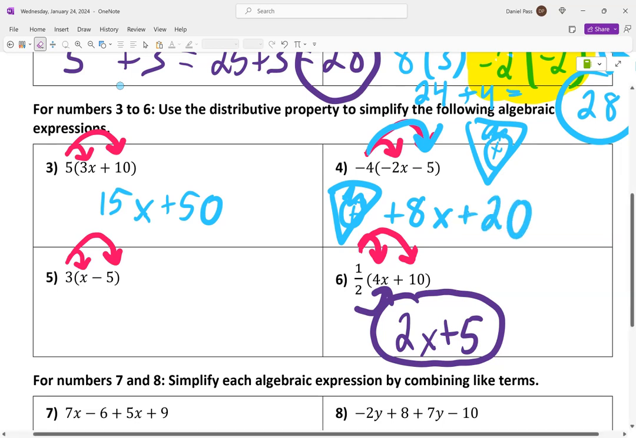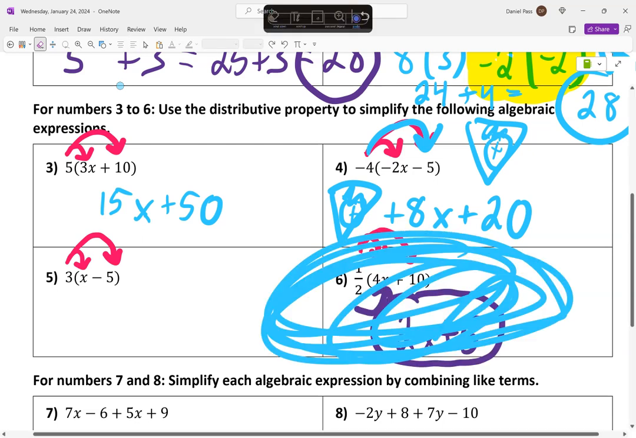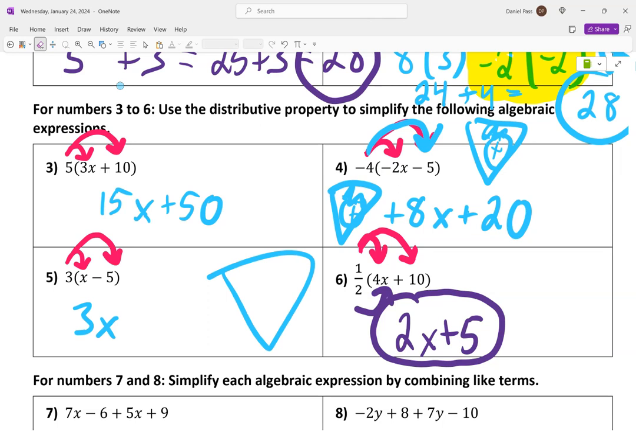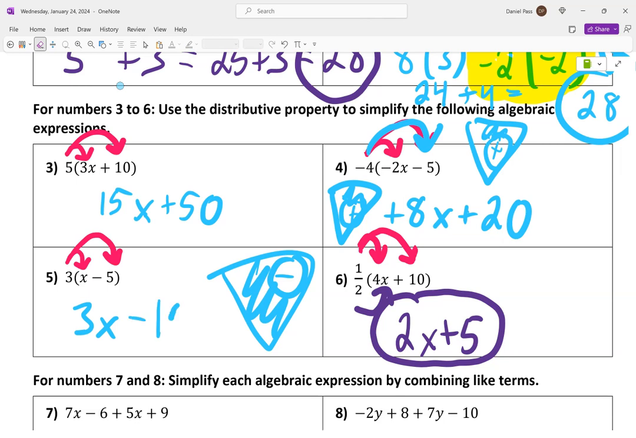8x plus 20. Anybody have 100% so far? How about if we don't include 6? How many people had 100%? A lot of you. All right, very good. 3 times x, 3x. Positive 3 times negative 5. So, negative 15.